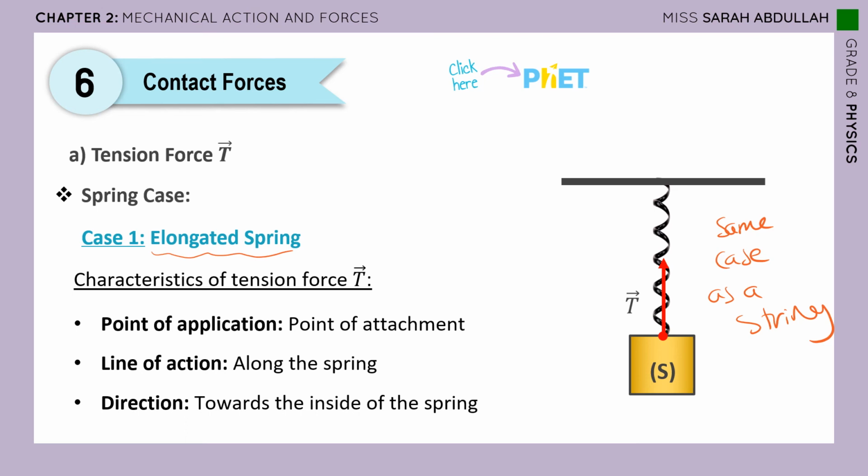Okay, it's always like that. Even if I have, let's say, I'm going to give another example here. Let's say I have a spring that is elongated, and I have an object right here. It means that this is the point of application, and the line of action is along the spring, and it is towards the inside of the spring. See how these things don't change, okay?